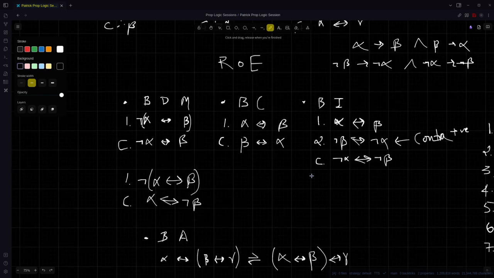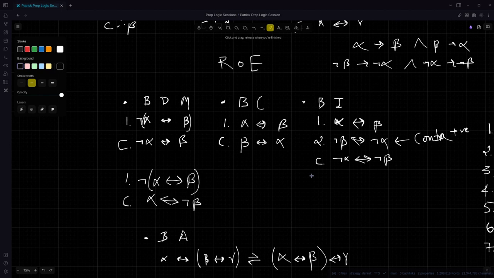One of the differences between a material implication, or material conditional, and a material biconditional is that the conditional is not symmetric. The regular conditional and the contrapositive of the conditional are logically equivalent, but the regular conditional and the converse are not logically equivalent. The regular conditional and the inverse are not logically equivalent either, but the converse and the inverse are logically equivalent to each other.